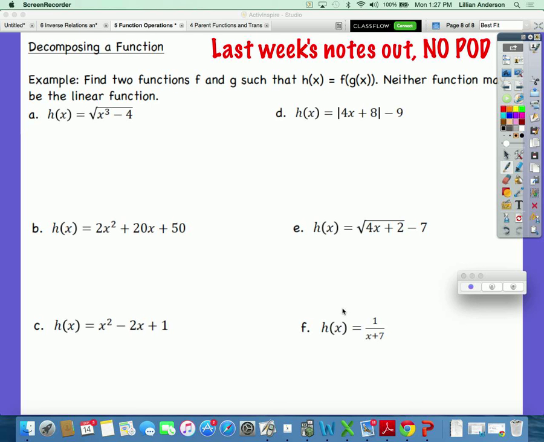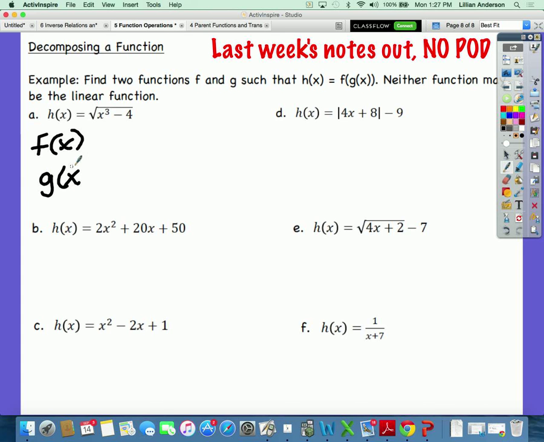We talked about composition of functions. Someone tell me real fast what that is. When you put one equation into another one, okay? So when you're decomposing, it's like you're taking them apart. So you have two functions. You have f of x and g of x. And so basically, I'm taking my g function and I'm plugging it into my f function to get h.